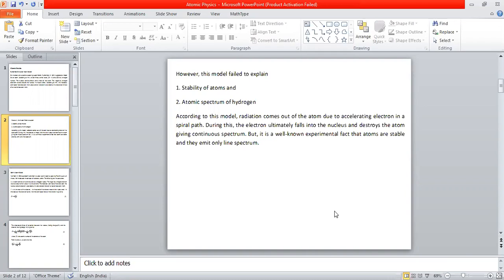So it has to follow a spiral path, and therefore it has to emit energy continuously. If the energy is emitted continuously, then it should form a continuous spectrum.